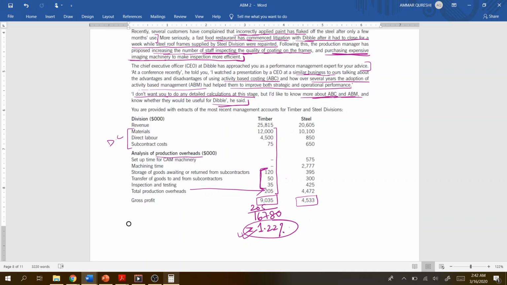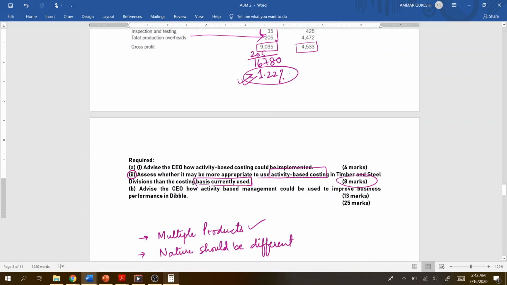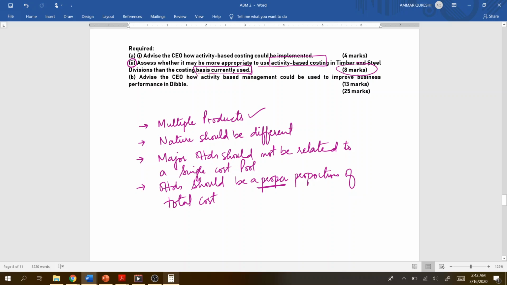Products are not very different from each other, so it's more favorable for the company to use current absorption costing. So why should the timber division use current absorption costing system? Because the first condition has been met, right? Timber division, first condition has been met.